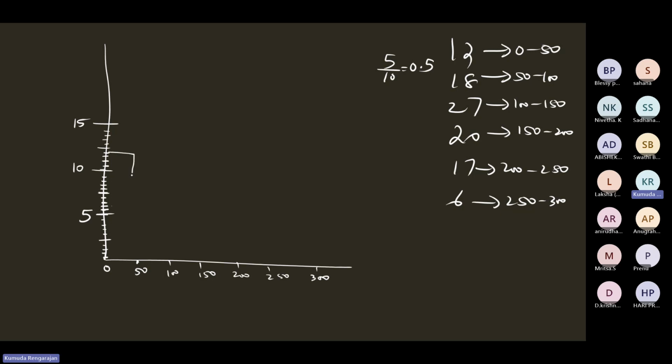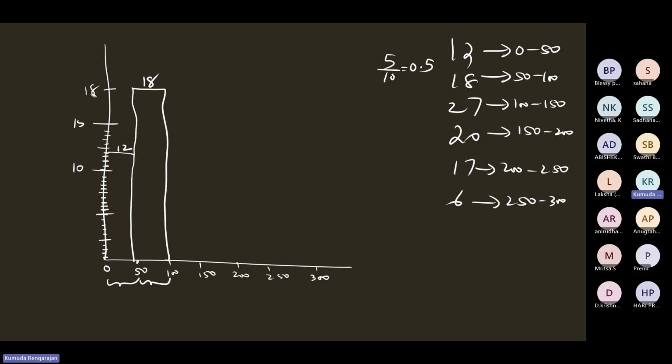So you should draw a rectangle like this. 0 to 50. See here? 0 to 50. The height is 12. Then 50 to 100. The height should be 18. So please take that on your scale correctly. Supposing 18 is here, then your rectangle should go to that height 18. 50 to 100 is 18. See here? 50 to 100. The height is 18.